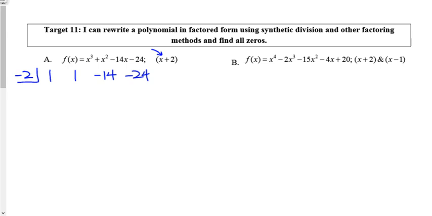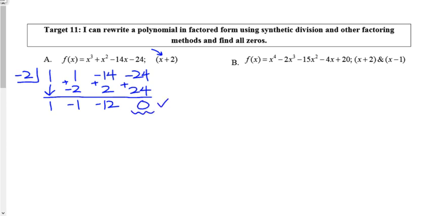All right. Draw my line, bring down my first number, and start multiplying. So negative 2 times 1 gives me negative 2. When I add those together, I get negative 1. Negative 2 times negative 1 gives me positive 2. When I add those together, I get negative 12. And then negative 2 times negative 12 gives me positive 24. When I add that to negative 24, I get 0. So yay, that worked. I got a remainder of 0, and now I can rewrite as a quadratic here.